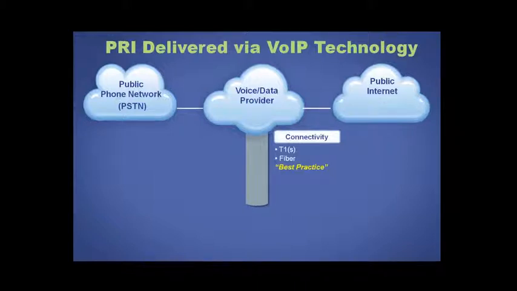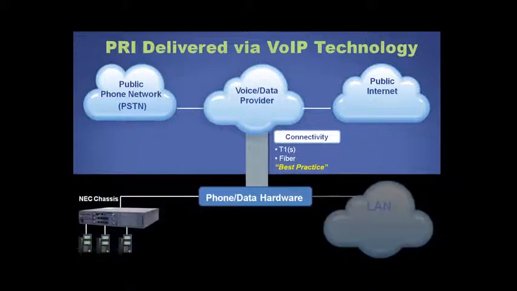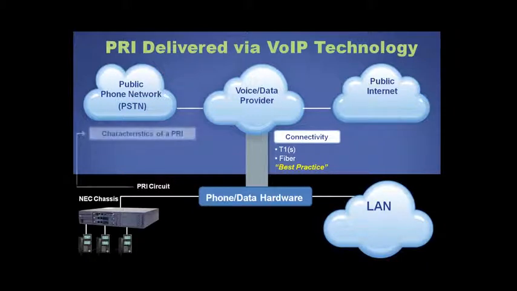The voice and data provider installs phone and data hardware at the customer's premise, which provides connectivity to a phone system and the customer's local area network or on-premise data network. Commonly, the physical connection to a phone system is a primary rate interface or PRI circuit. Characteristics of a PRI include the ability for up to 23 simultaneous conversations. It's a digital connection, and PRIs provide direct inward dialing, commonly abbreviated as DIDs, which provides the ability for every business telephone to have a direct dial phone number.